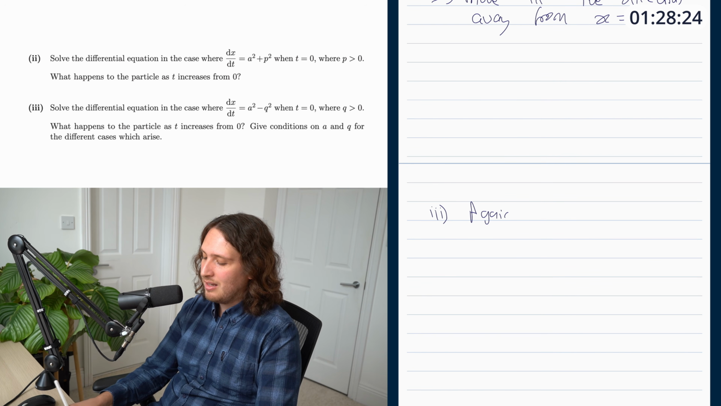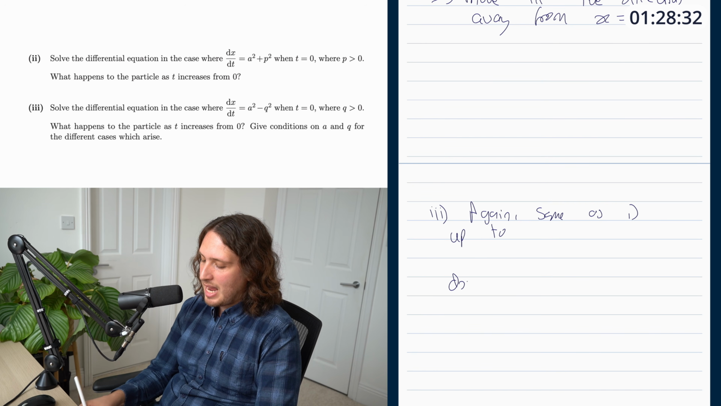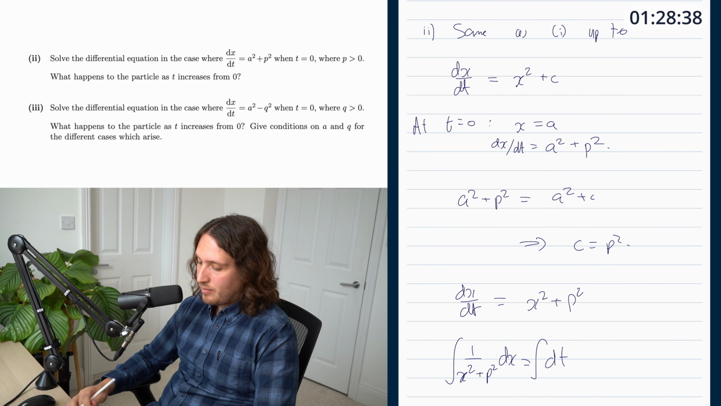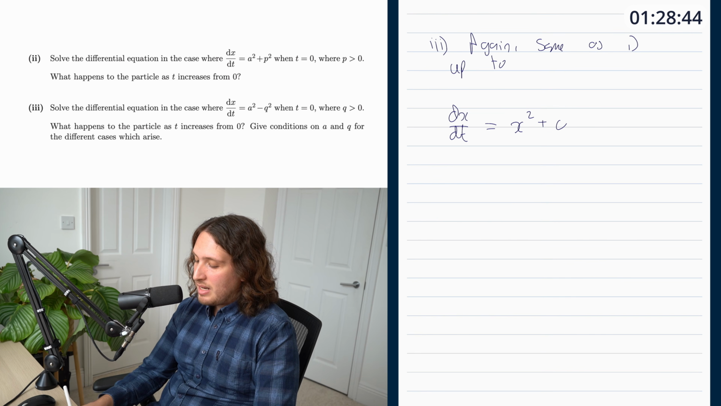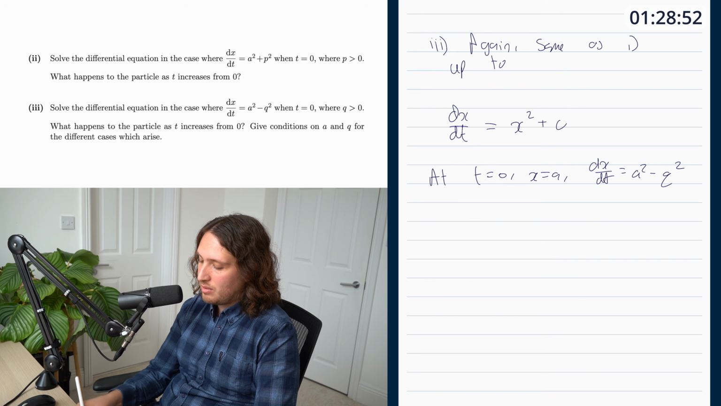So it's the same differential equation again, just different boundary conditions. So again, it is the same as part 1 up to the point where we had dx by dt equal to x squared plus c. But now I know that at t is 0, I have that x is a and dx by dt is a squared minus q squared.